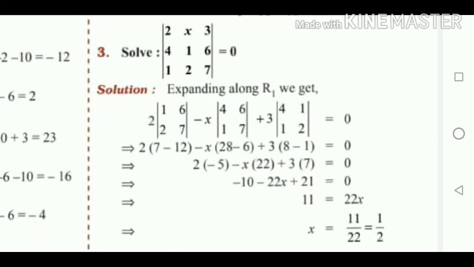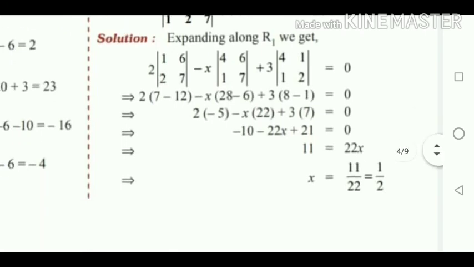0 is given in the question. The value of the determinant is equal to 0. Okay, now cross multiply it. 2 into, 1 7s are 7 minus 2 6s are 12, minus x into, 4 7s are 28 minus 6, plus 3 into, 4 2s are 8 minus 1 1 is 1, equal to 0. So if you simplify these things you get minus 10 minus 22x plus 21 equal to 0. Therefore 22x equal to 11, x equal to 11 by 22. If you cancel it, the value of x equals 1 by 2.